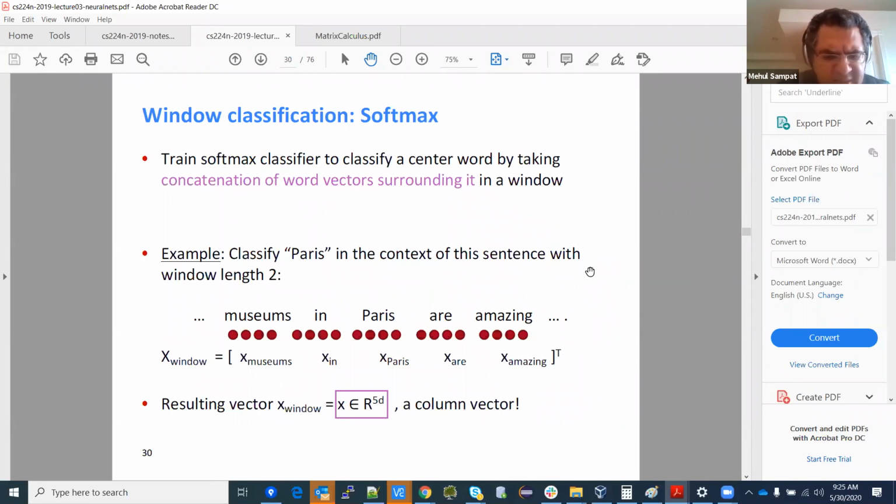So in this case, the example we start with is "museums in Paris are amazing," right? And our window length is 2. So Paris is the center word, and you have two words on each side, right? So your vector is your x, you have this window right here, right?